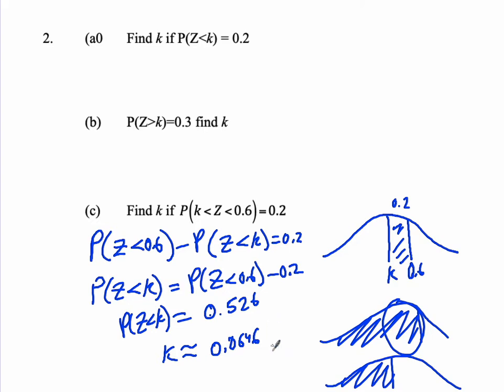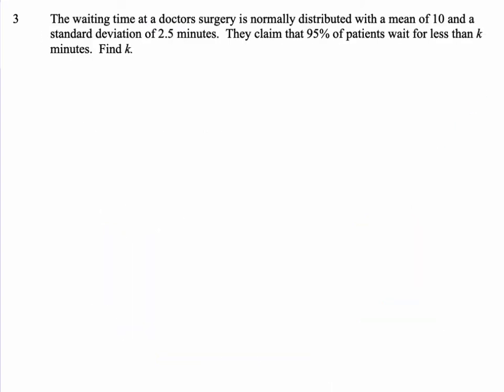Okay, next we have this example. The waiting time at a doctor's surgery is normally distributed with a mean of 10 and a standard deviation of 2.5. So x has a normal distribution of 10 and 2.5 squared.